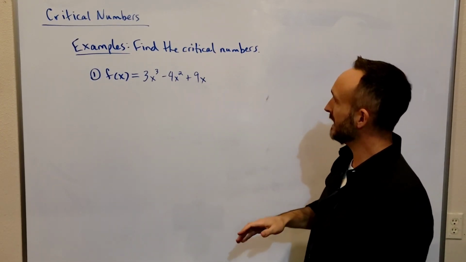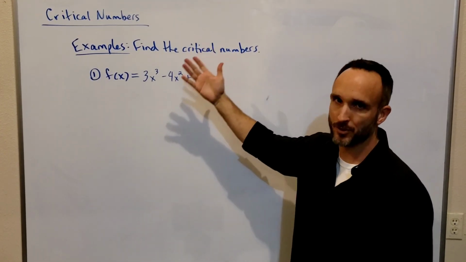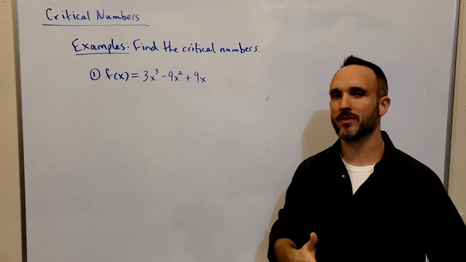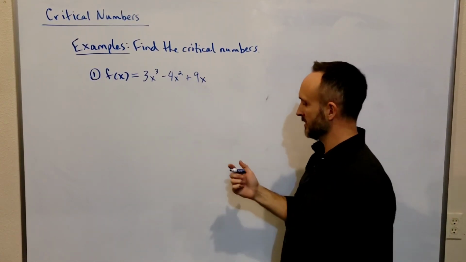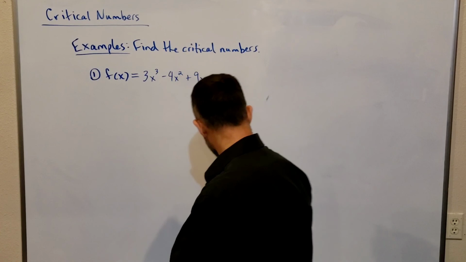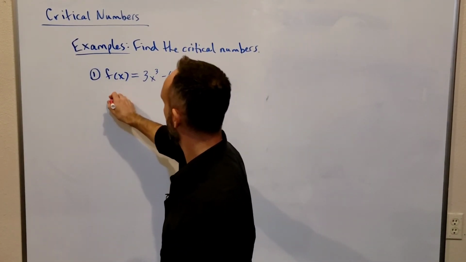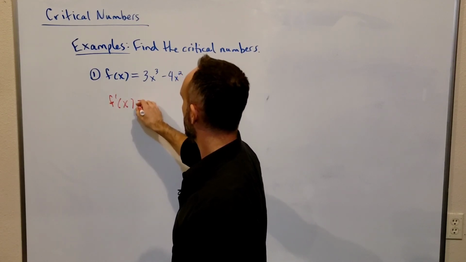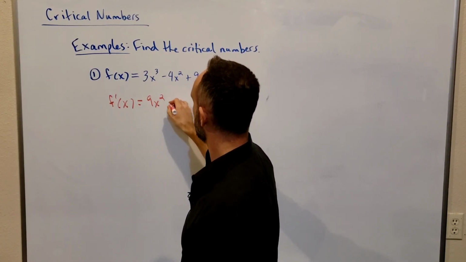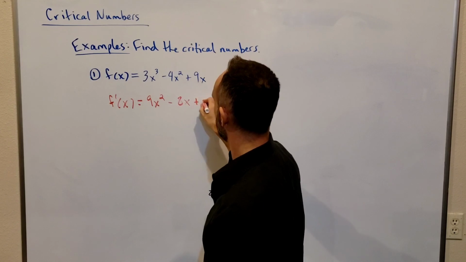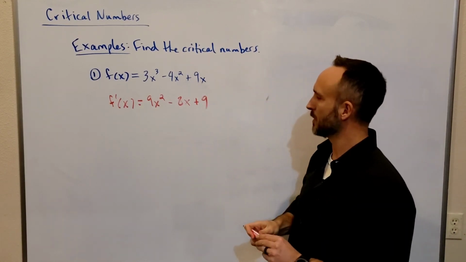And so for critical numbers, we need to find the derivative so that we can figure out where the derivative equals 0 and where it does not exist. So what we need to do first is find the derivative. So f prime of x equals 9x squared minus 8x plus 9. Okay, so no problem there.